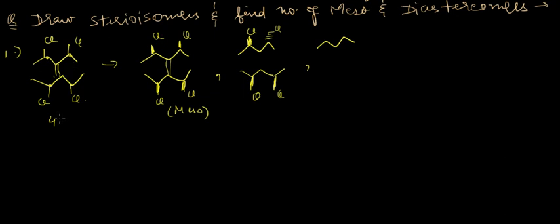Hence the total number of stereoisomers would be 2 to the power 3 plus 2 to the power 2 minus 1. These are the diastereomers and these are the meso compounds. So meso compounds would be 2 and diastereomers would be 3. Total stereoisomers would be 10. Okay. So one is this meso compound, and the other one can be, I'll just come to it.